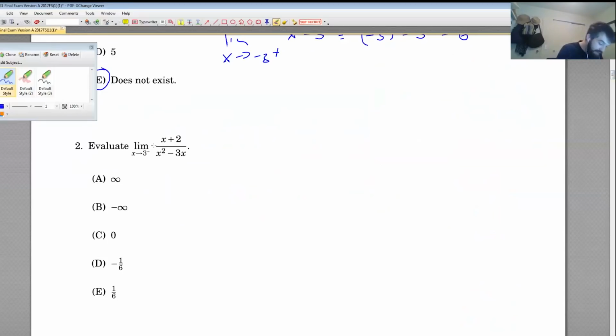So it seems that if I plugged in 3, it would be 5 on the top, and on the bottom, it would be 3 squared, which is 9, minus 9, which is 0. So it's sort of loosely of the form 5 divided by 0, so it's going to be an infinity. But what we have to evaluate is whether it's going to be plus infinity or minus infinity. Those are the two different cases.